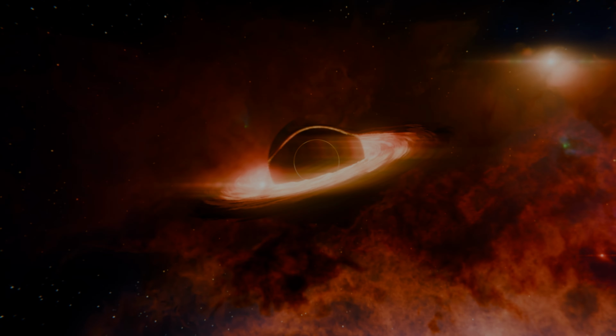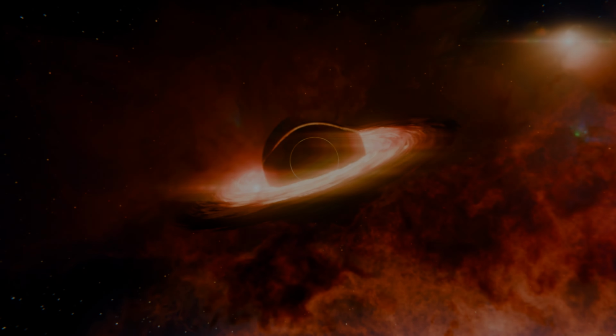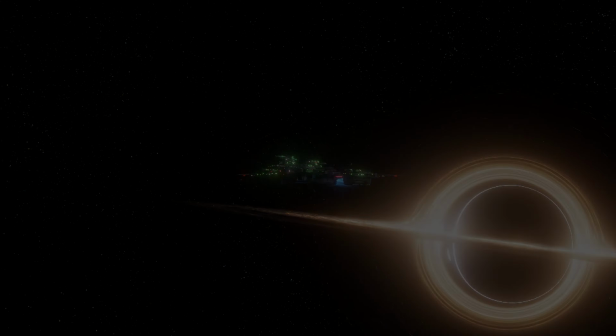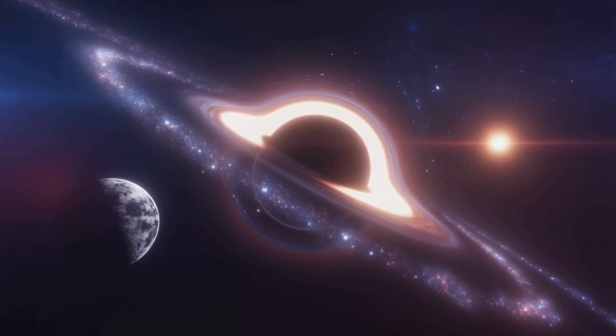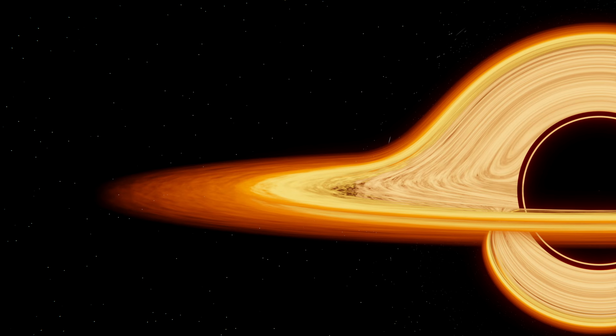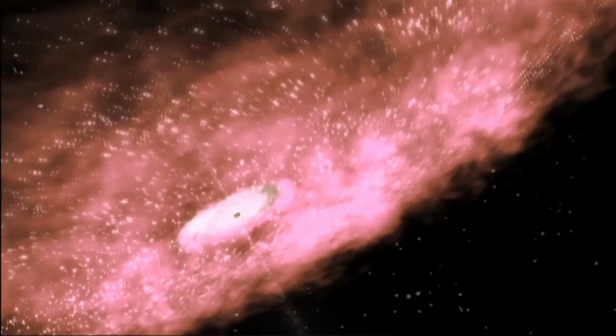Another extremely important effect experienced while approaching a black hole is tidal forces. Because the gravitational field is not uniform, there is a significant difference in the force acting on the part of the object closer to the black hole compared to the part farther away. This difference causes the object to stretch along one axis while being compressed along the perpendicular axis. This process is known as spaghettification, a term many of you have probably heard before.